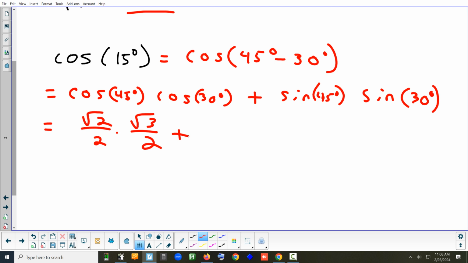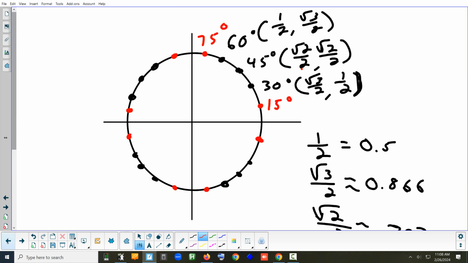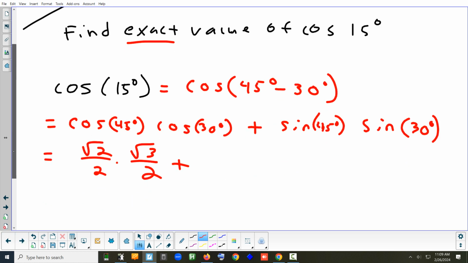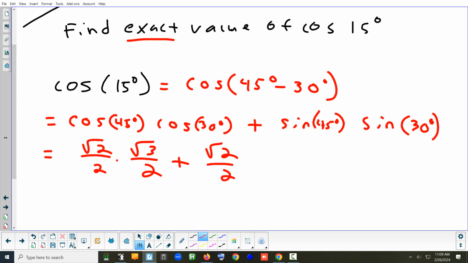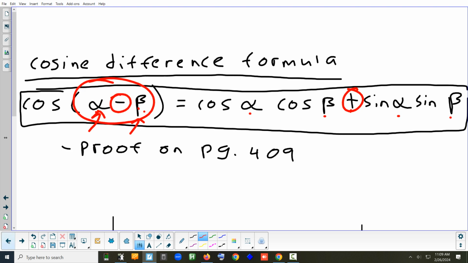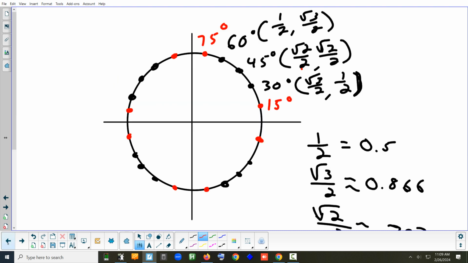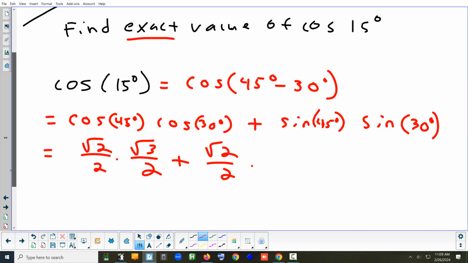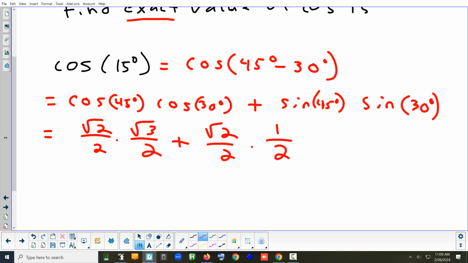Okay. Times root 3 over 2 plus. How about the sine of 45? Based on what we have there, what's the sine of 45? Yep, it's the y value, which is square root 2 over 2. Times, and what's the y value for the coordinate for 30 degrees? 1/2. Yep. It actually doesn't take that long. If you quickly write those coordinates, then you have them. Or if you could just memorize them, even better.